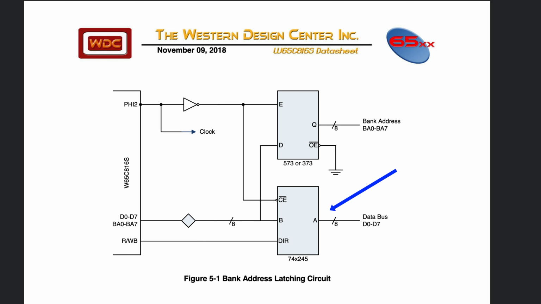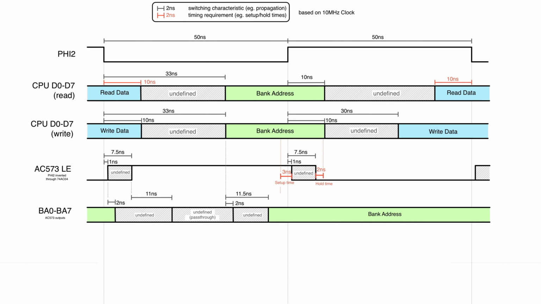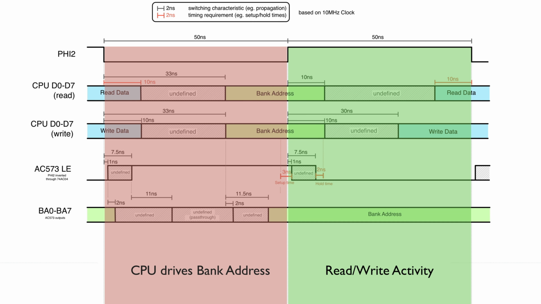Why do we need a buffer on the data bus? Well, it's about protecting us from bus contention. You see, the CPU is driving the bus when the clock is low in order to give us the bank address, and we need to make absolutely sure that none of our own devices is actually putting data on the bus when the clock is low.